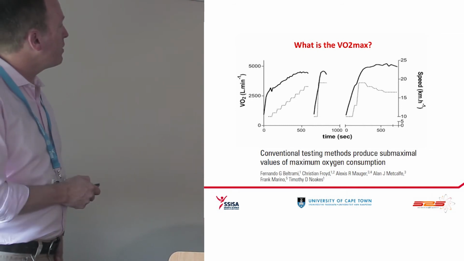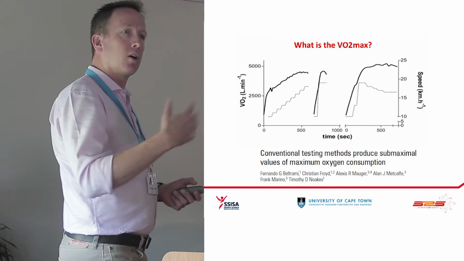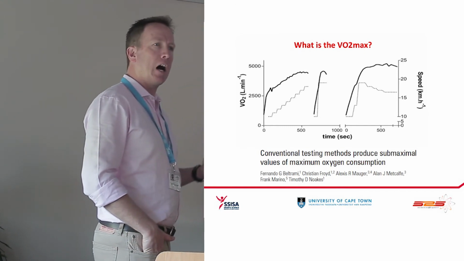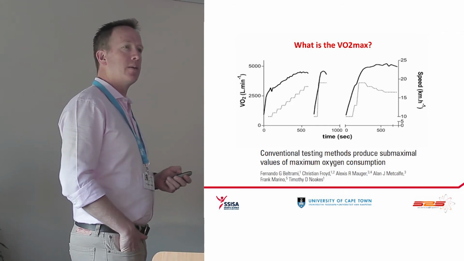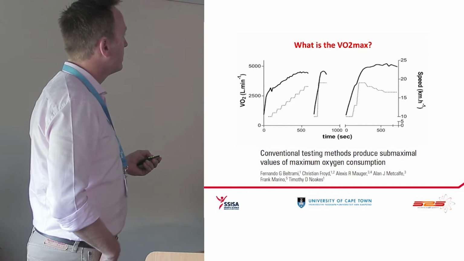They said, okay, well, if it reaches a flat point, that's obviously the point at which you're not able to deliver oxygen to your working muscles anymore, because your heart has reached its maximum cardiac output and your lungs have reached their maximum diffusion capacity. So that must be the VO2 max.